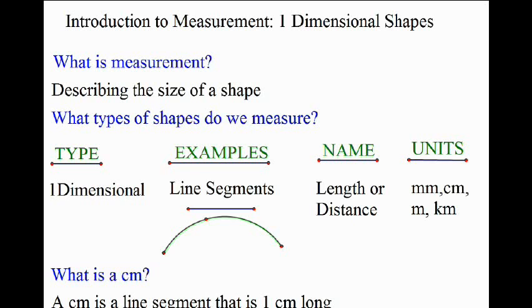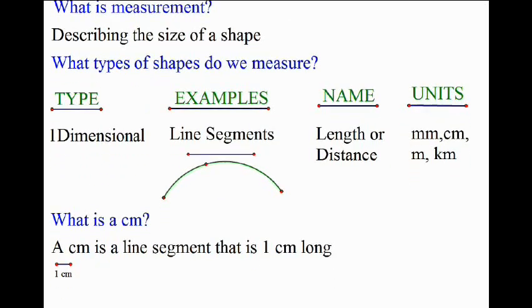And when you're asking yourself, what is a centimeter, the first thing you're going to want to ask yourself is, well, what shape is a centimeter? And a centimeter is actually a line segment, and it's a line segment that is 1 centimeter long. So here I've drawn a line segment, and this line segment is 1 centimeter long. That is a centimeter. That is what a centimeter looks like.